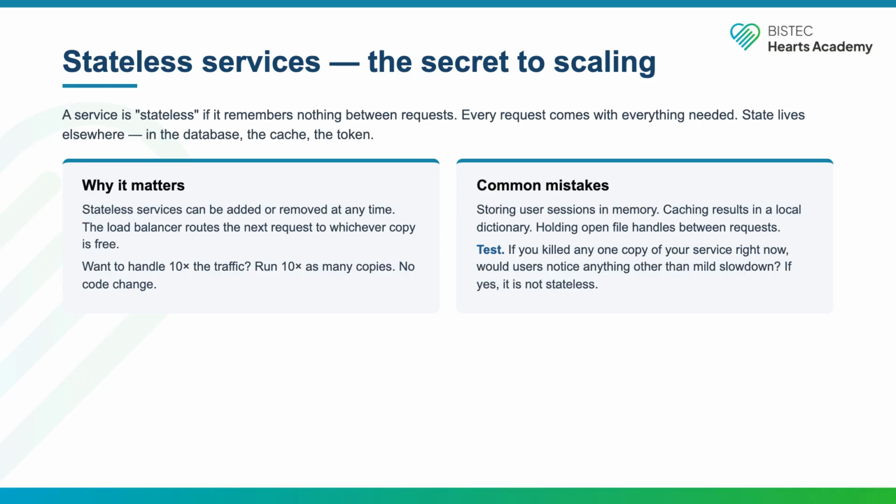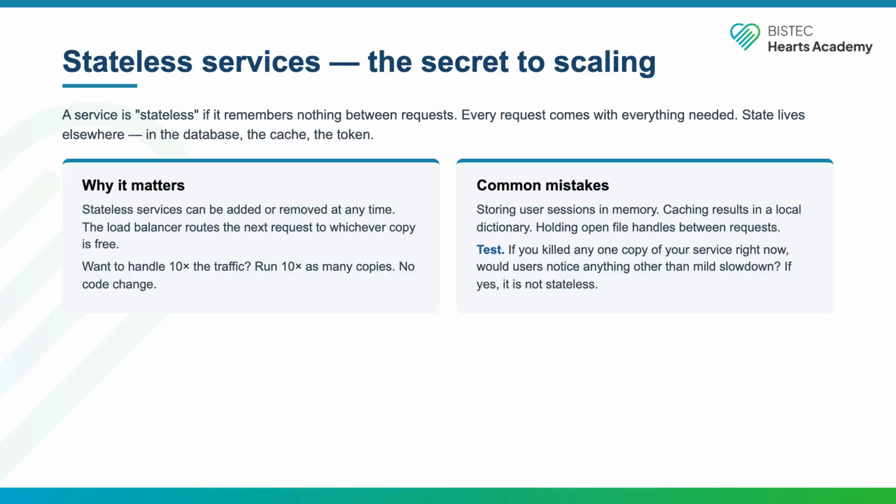Want to handle 10 times the traffic? Run 10 times as many copies. No code change. The common mistake: storing user sessions in memory. Caching results in a local dictionary that only this one server has. Holding open file handles between requests. All of these break statelessness.